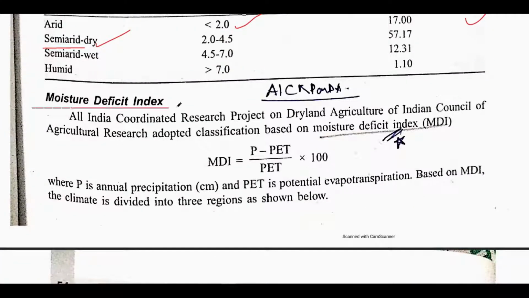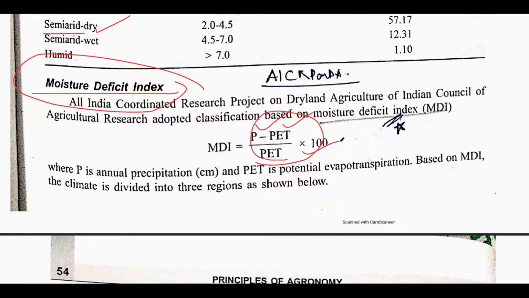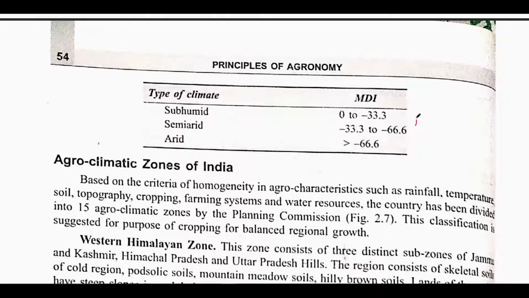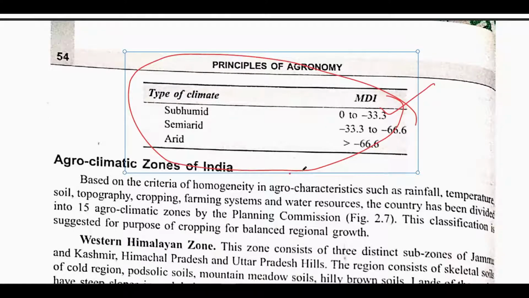Now moisture deficit index. Moisture deficit index is basically precipitation minus potential evapotranspiration divided by potential evapotranspiration. The important part is that MDI is adopted by AICRPDA, that is, the All India Coordinated Research Project on Dryland Agriculture. Basically it is used for formulation of this. Now this table is very important. It has been asked several times in JRF and SRF as well, that subhumid climate has an MDI value of how much, semi-arid is how much, and arid is how much.